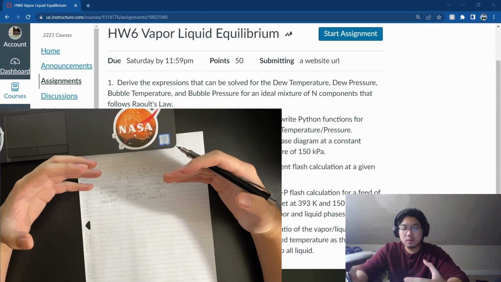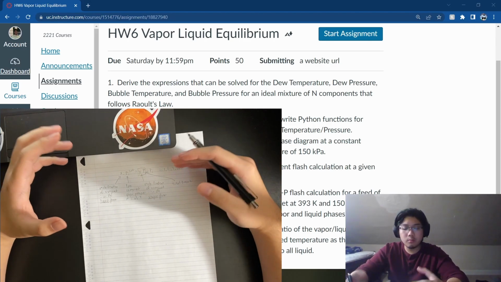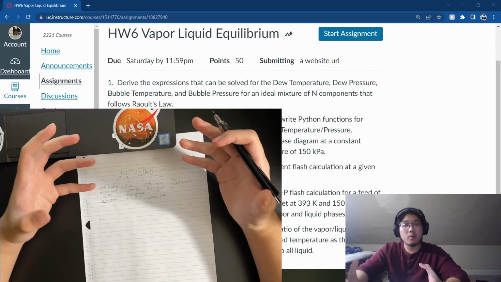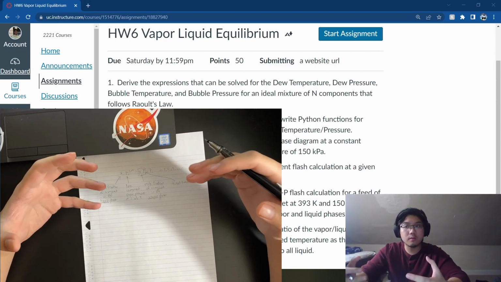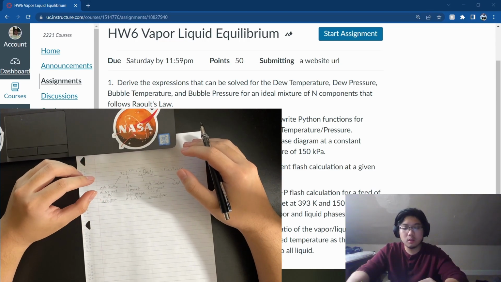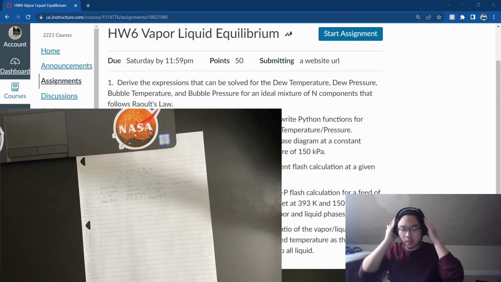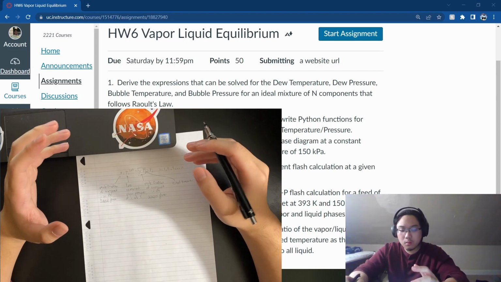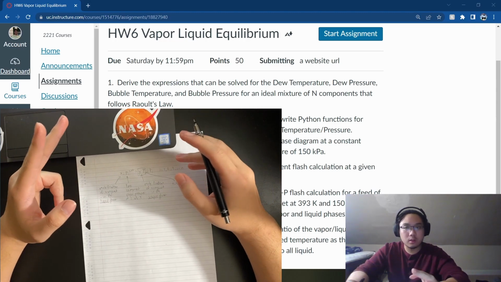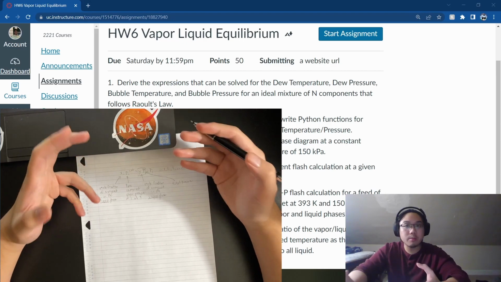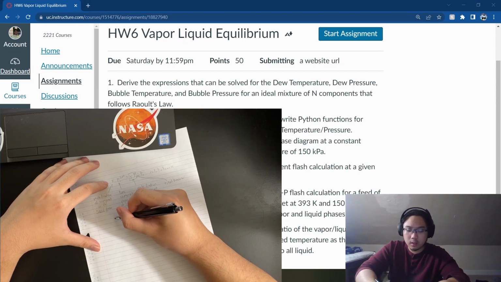So let's move on to bubble point and dew point. Starting with bubble point, what is bubble point? Well, bubble point is the point at which your first vapor bubble is formed, as minuscule as it needs to be. There are two scenarios that we can work with in terms of problems, that being the bubble temperature and the bubble pressure.